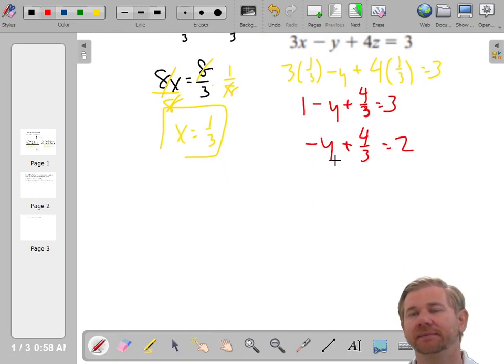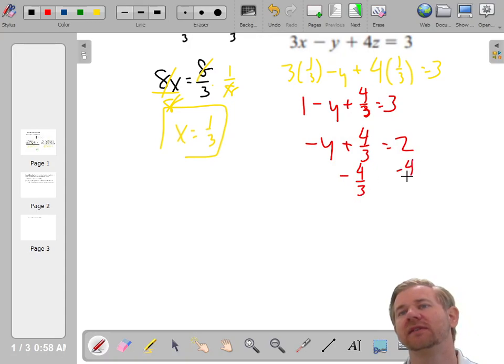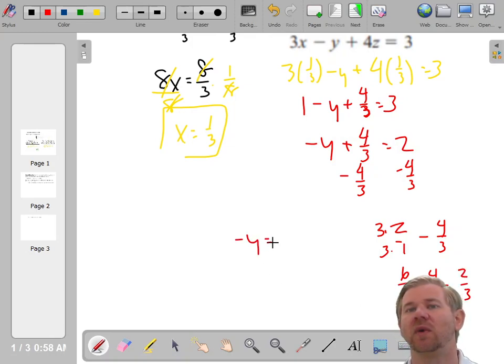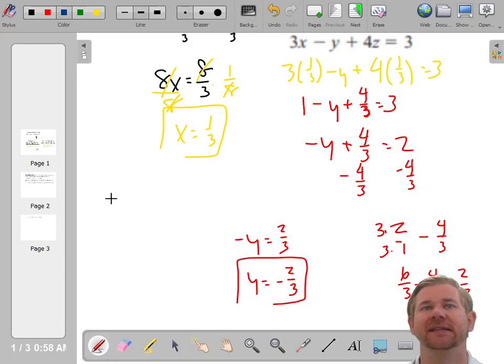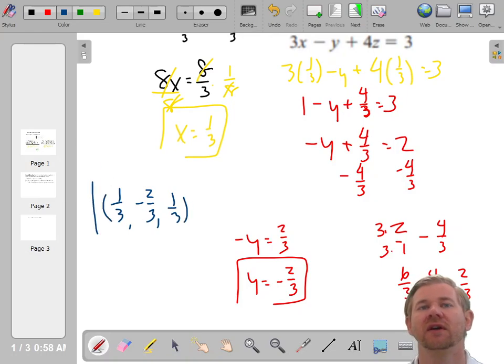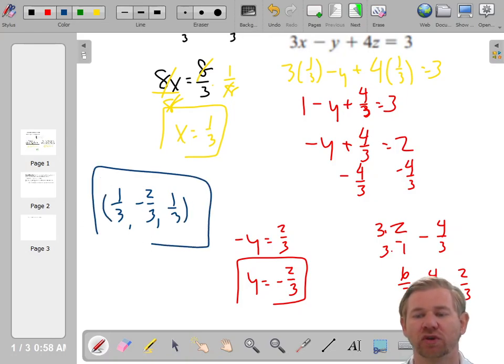And let's see. I'm going to subtract 4/3 on both sides. So again, 2 over 1 minus 4 over 3, you have to triple this. So 6/3 minus 4/3 is 2/3. Negative y equals 2/3. So positive y will equal negative 2/3. So kind of messy, 1/3, negative 2/3, positive 1/3, but that is now my ordered triple.